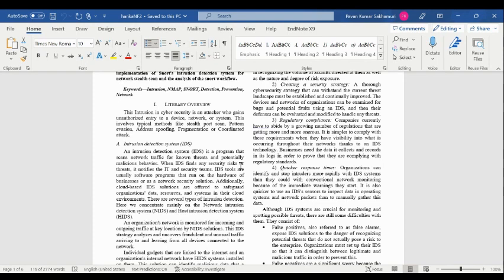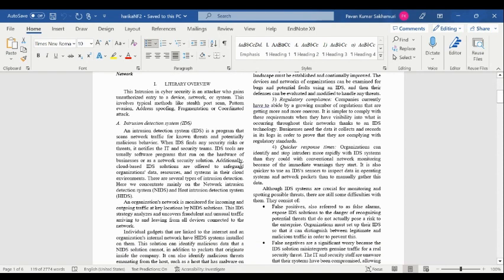The second point is that an intrusion detection system is a program that scans network traffic for known threats and potential malicious behavior. When an intrusion detection system finds any security risk or threat, it notifies the IT and security teams. Intrusion detection system tools are usually software programs that run on the hardware of businesses or as a network security solution. There are several types of intrusion detection. Here we mainly consider the network intrusion detection system and the host intrusion detection system.